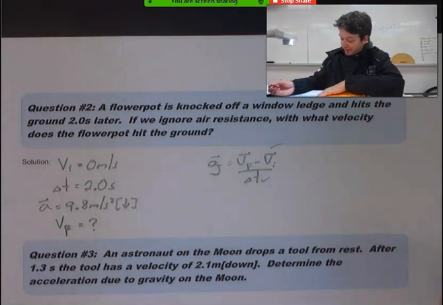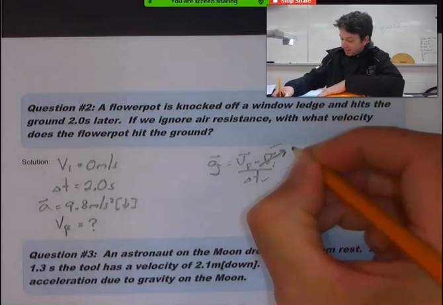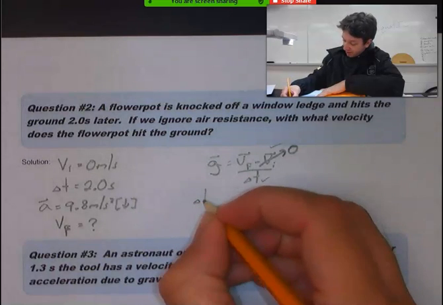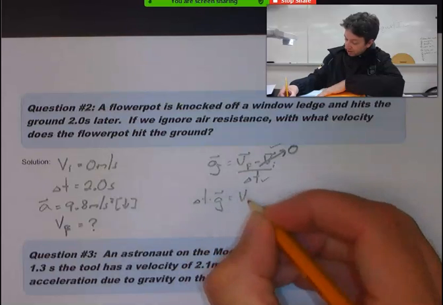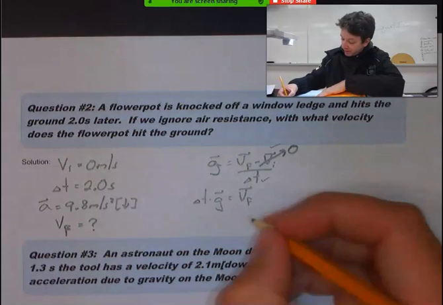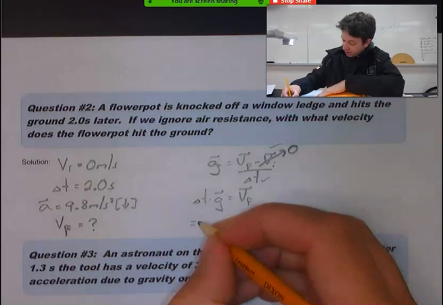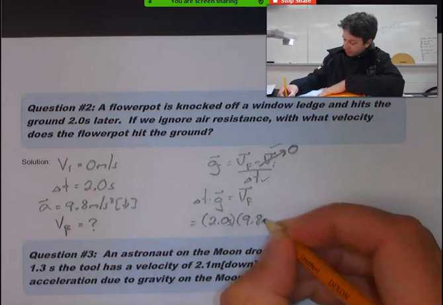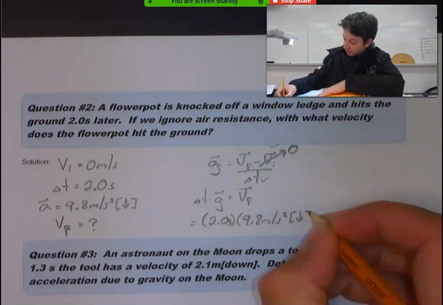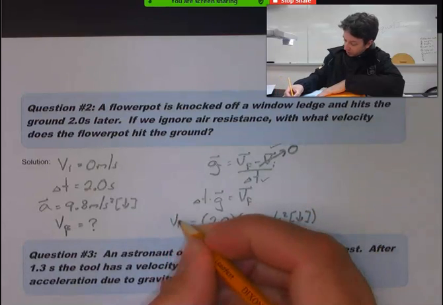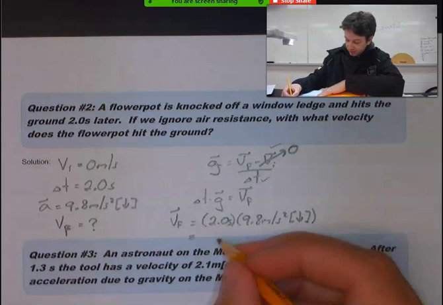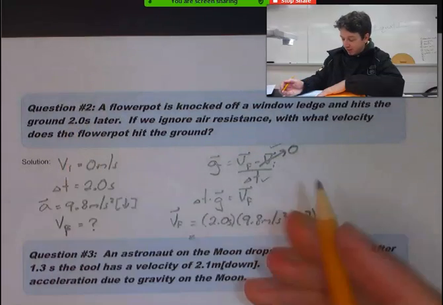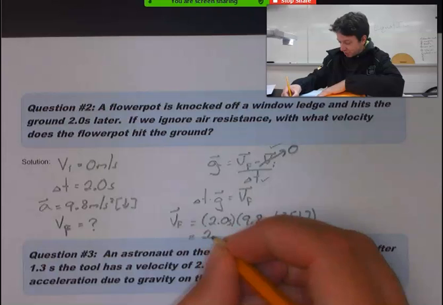So now we're going to have to rearrange this equation. Well, initial velocity is 0, so we can just get rid of that. Multiply both sides by time, and we'll have time times gravity equals our final velocity. So our final velocity is then equal to 2 seconds times 9.8 meters per second squared down, which is 19.6. It's 19.6, but I can round to 2 significant digits and just simply say 20.